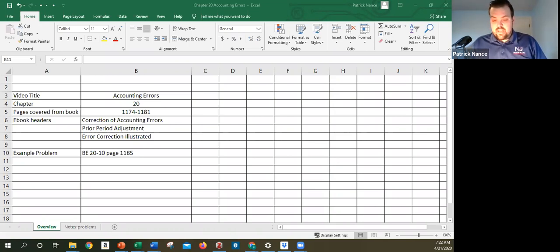So if you look at 20-17 on 1177, you'll see it says, in 2018, internal auditors discovered that Seedman Distribution Incorporated had debited an expense account for $7 million for the $7 million cost of sorting equipment purchased at the beginning of 2016.